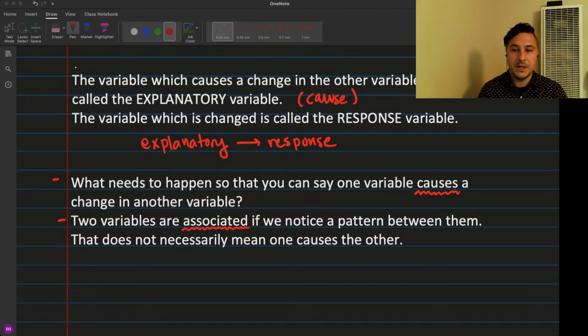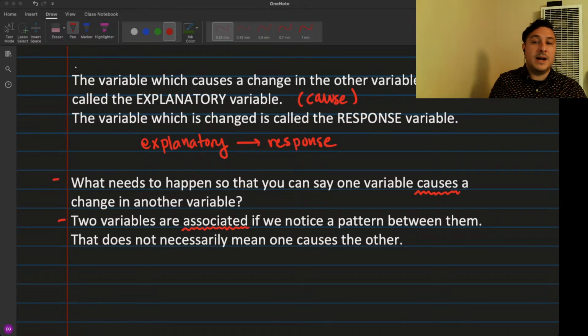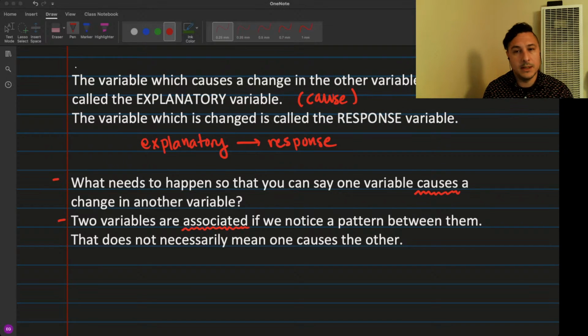So how do you know whether your information is strong enough to tell you if one variable causes the other, or how do you know if you can only talk about association? That's what we're going to talk about now. So when is it appropriate to say one thing causes the other? When is it appropriate to only say that they're associated?